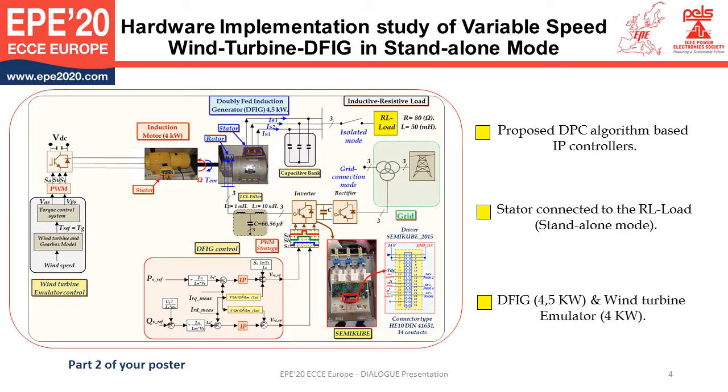So here we have part number 2 of this poster. In the left side we can show the picture of the proposed DPC algorithm, which is based on the PI controllers. We control the rotor direct and transversal currents, which are basically the image of the active and reactive power. We can generate switch signals which control the IGBTs of the inverter.